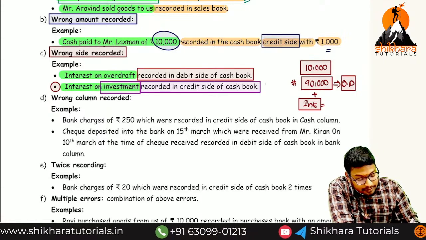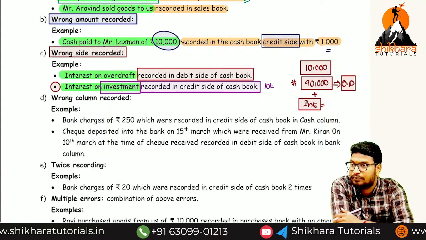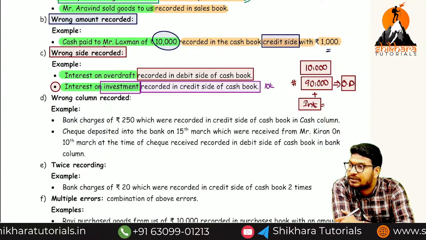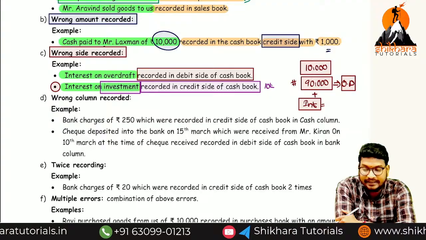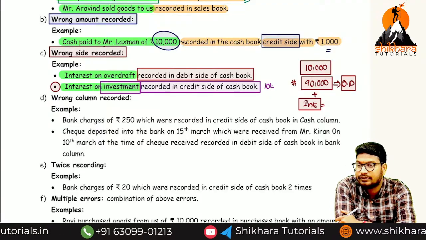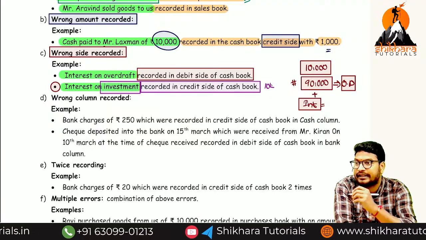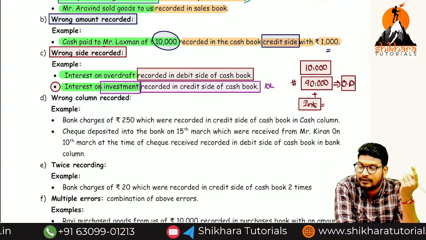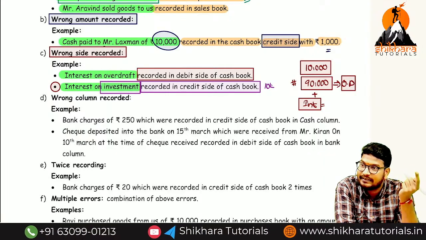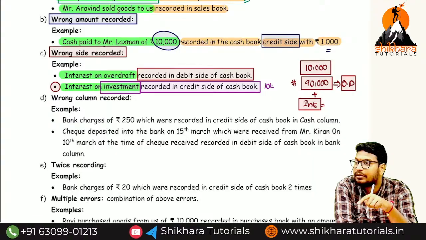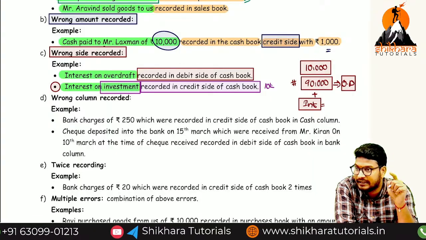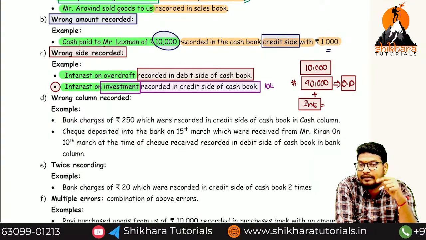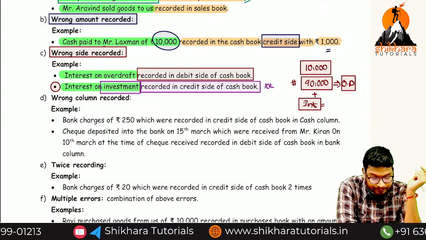Here also you can take how much amount? 10,000 rupees. The 10,000 plus 10,000 is equal to how much? 20,000. Try this one. Write this one, same like my presentation. Take the cash book, and they have recorded on which side? Credit side. That is wrong. We need to record on which side? Debit side. That is right. One should be cancelled, another should be maintained.